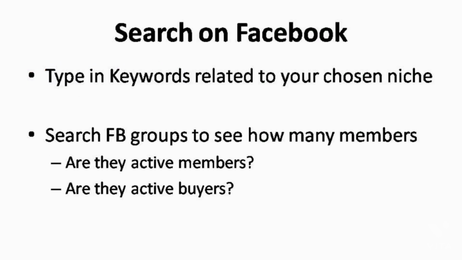To find out if your topic is a good topic for your membership site to focus on, you want to type keywords which are related to your chosen niche or topic in the Facebook search bar. For example, you could try searching affiliates or affiliate networks. Look at the results of your search. If there are a lot of Facebook groups dedicated to this topic, that's a good sign. If the groups have hundreds or even thousands of members, then it's looking really good.